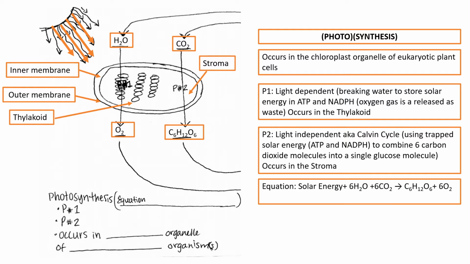The equation for photosynthesis is solar energy plus 6 water plus 6 carbon dioxide equals 1 glucose and 6 oxygen. This whole process is known as a dehydration synthesis reaction. And remember, the word synthesis means to build or to create. So whenever we say photosynthesis, we are building something, we are creating something.